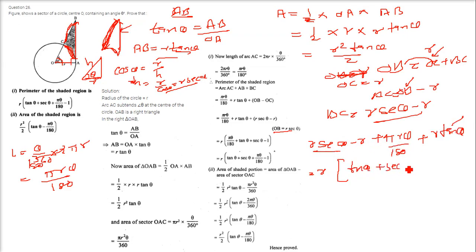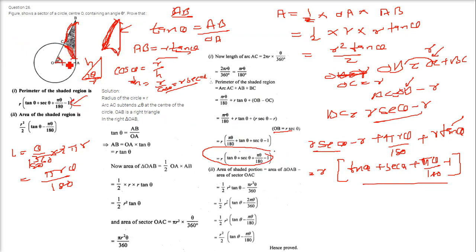Then I'm taking this one, sec theta. Then I'm taking this one plus pi theta by 180. And then this minus R. R we have taken, so minus 1. So this is the perimeter, and this is what we have to find out. This we have to prove. So we have proved the first one.